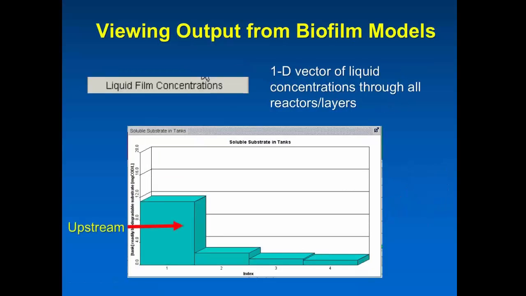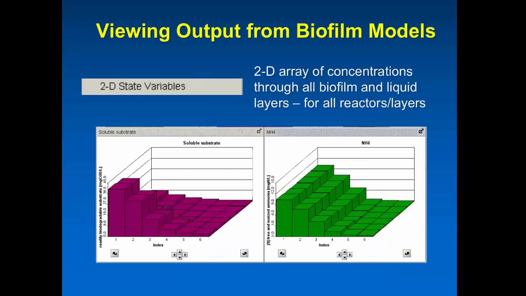Now, when you're plotting the liquid film concentrations, it goes from left to right, from upstream to downstream. So as you proceed through your system, if they're tanks in series, or say it's a trickling filter, the left would be the top where it comes in, and the right would be the bottom where it goes out. So you can plot that profile there as well. But it's these 2D arrays that I find to be the most useful, where you can see these things together. And then what you want to do is plot these on a 3D bar graph.